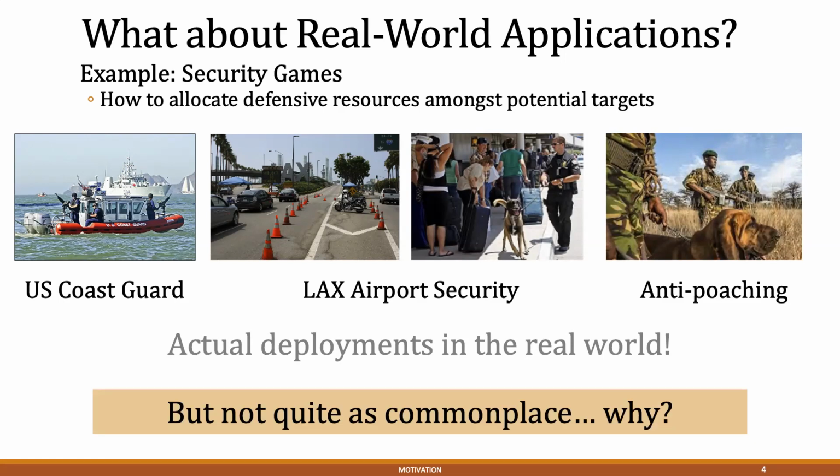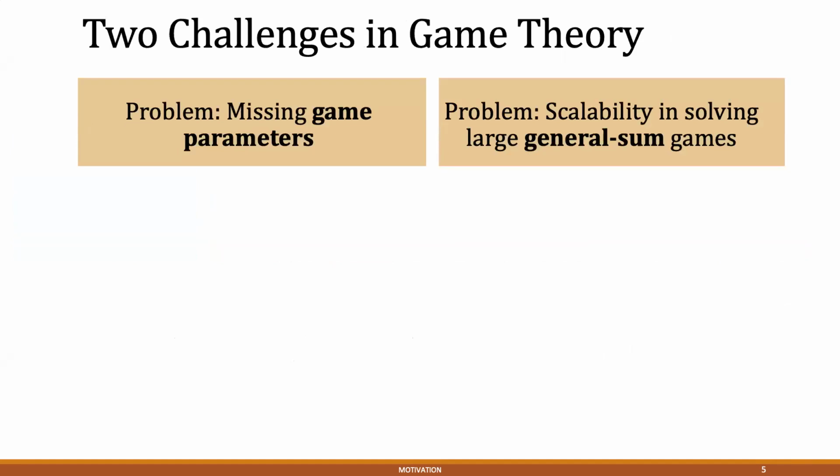So why is that so? The first thing is that maybe computer scientists, we are, you know, kind of allergic to sunlight. We don't like to walk out of our desk. But I think from a technical perspective, there are two challenges that need to be addressed. The first one is the problem of missing game parameters. And the second one is a problem with scalability when solving very large general sum games. So I'm going to briefly describe these two problems.